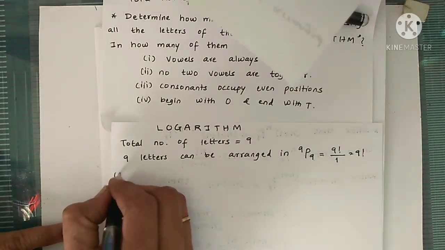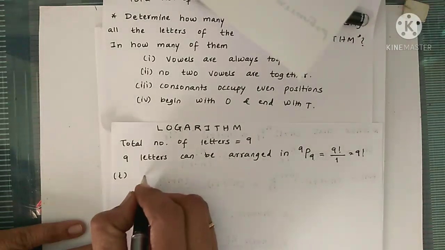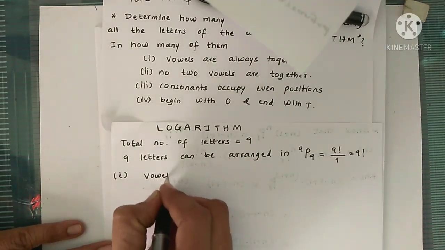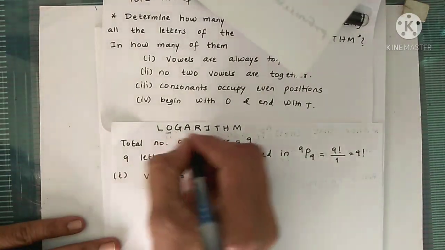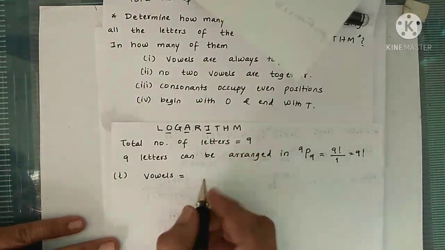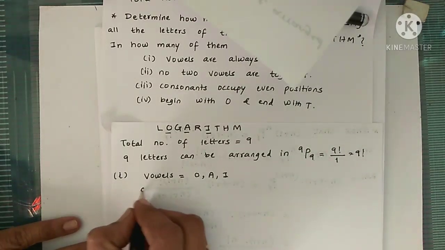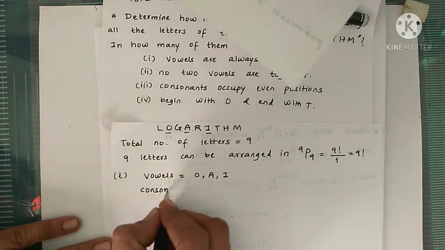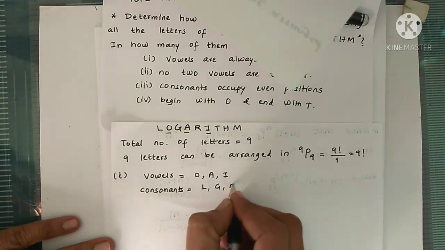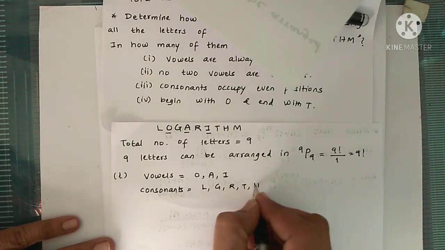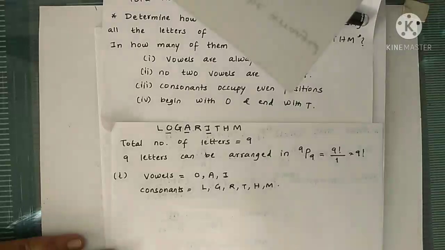Now the first question is: vowels are always together. So let's find out how many vowels there are and which they are. This word contains the vowels O, A and I. So 3 vowels are there, and the remaining 6 are consonants. The consonants are L, G, R, T, H and M.